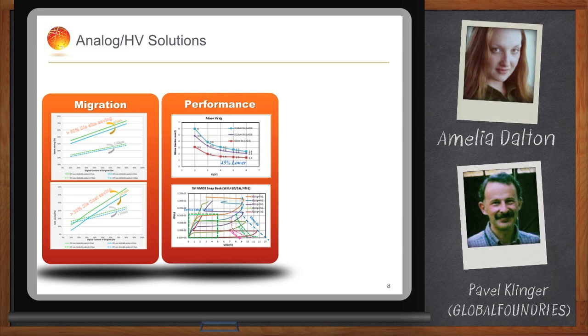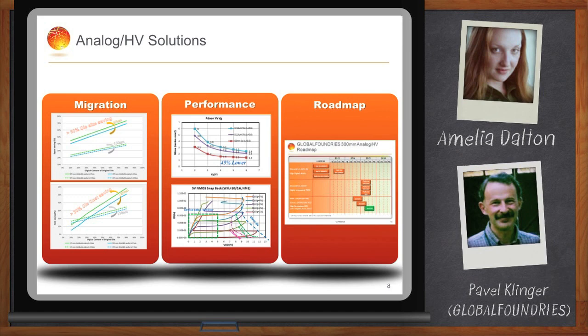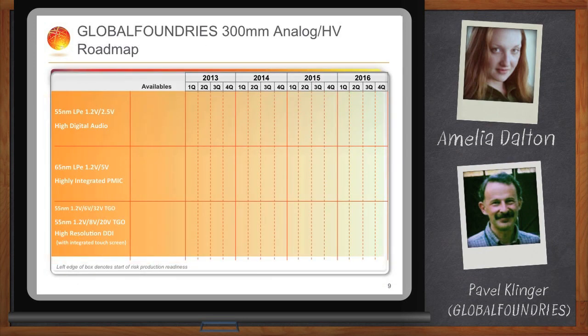So finally, the roadmap. We have to be able to intercept the end customer schedule, the end customer timeline, and to that end, we are preparing these solutions for the near future. I would like to walk you through this roadmap in the next slide. Great. So the next slide shows our roadmap for advanced analog and high voltage technologies.